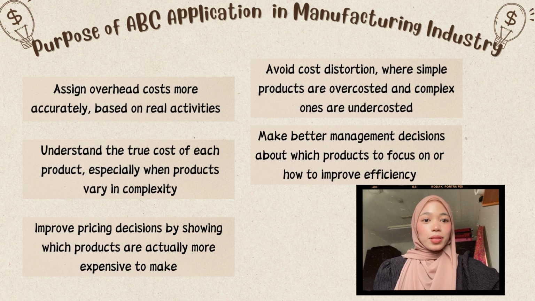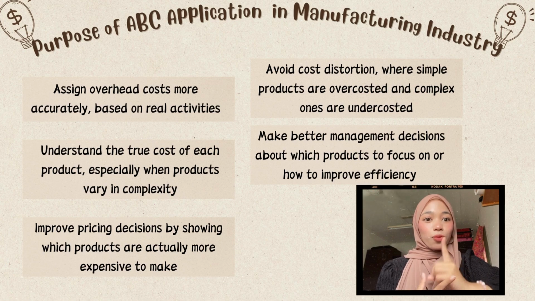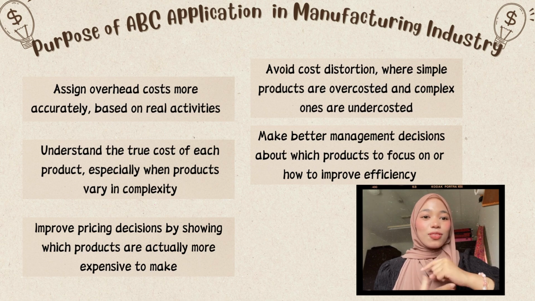Let's talk about the purpose of applying activity-based costing, which is ABC, in manufacturing industry. In manufacturing, overhead costs like machine setups, inspections, and material movement are a big part of total cost. Traditional costing spreads this cost using just one factor. But this doesn't work well when we have different types of product that use resources in different ways. So the purpose of applying ABC is to fix this.